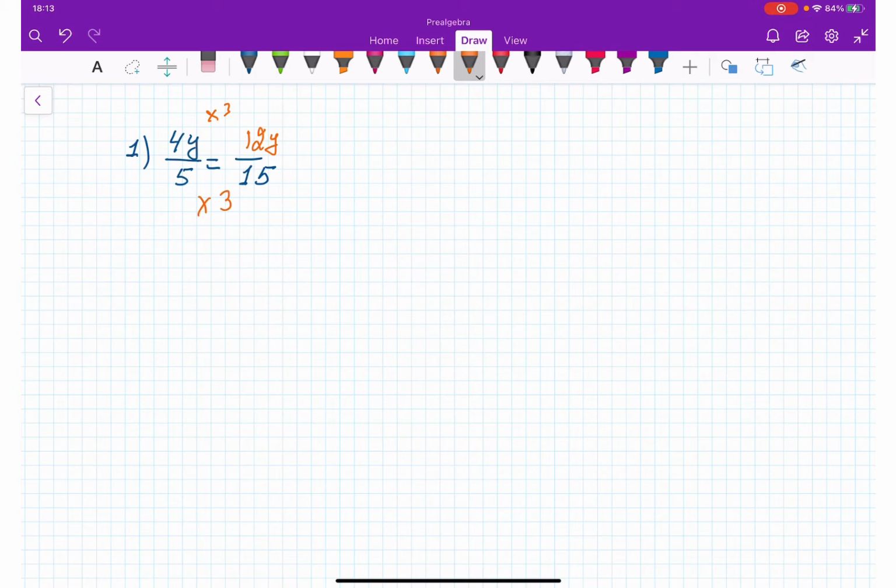Okay? Question number 2. 12x over 11 is equal to something over 33. What is going to be the numerator? How many times do we multiply 11 to get 33? 3 times, right? Times 3. Which means here also times 3. It's going to be what? 36x. Yes? Pay attention, it's not x3, it's a multiply, it's multiplication.